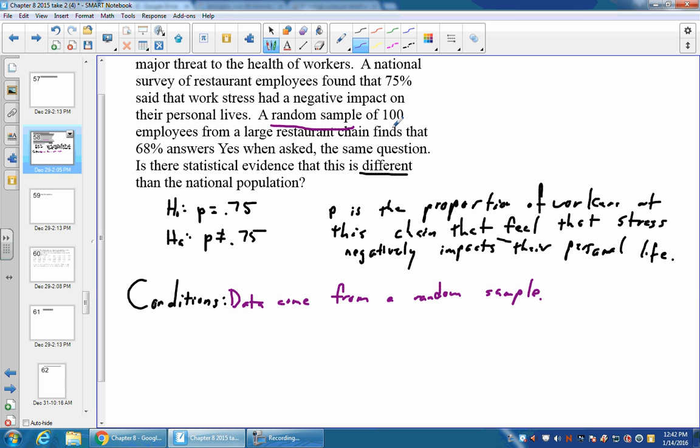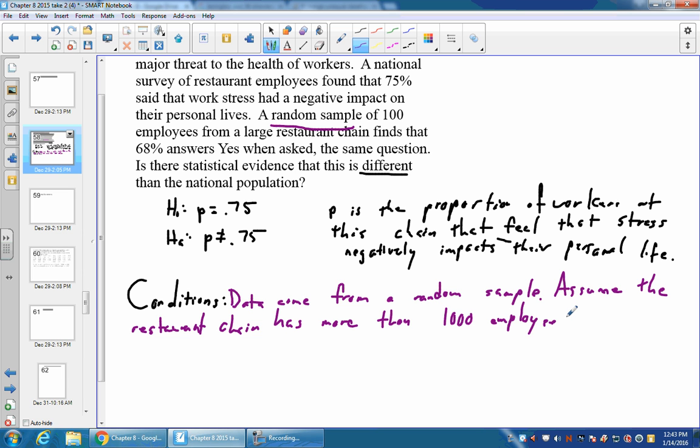100 people, employees from the restaurant, so 10 times that is 1,000. Now we don't know how big this restaurant is, so we're just going to have to assume the restaurant chain has more than 1,000 people for independence.